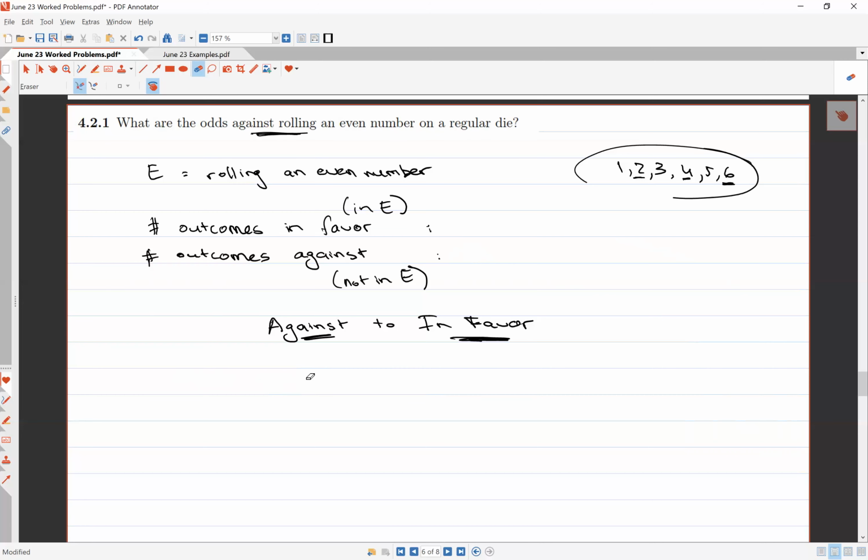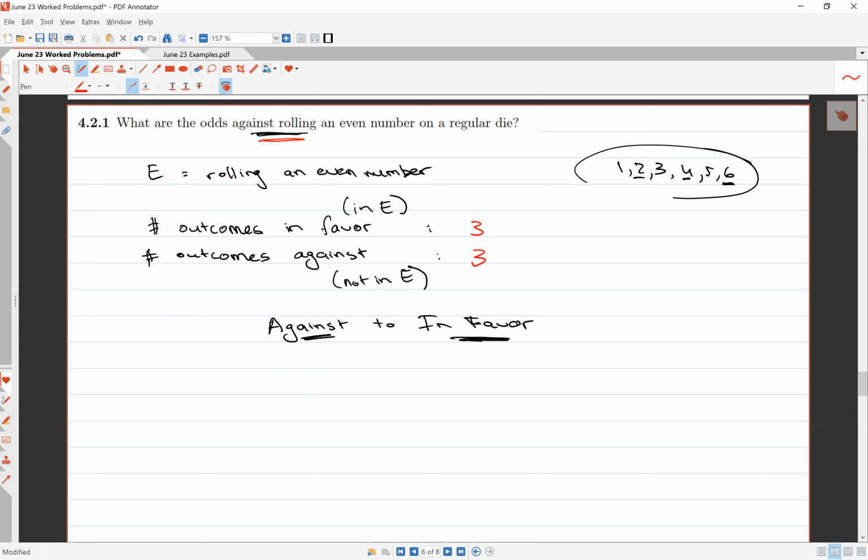So here, the event we're interested in is rolling an even number. For this experiment, we can go and list all the possible outcomes, the numbers 1 through 6, and then we can go and count how many of the outcomes correspond to event E, those are the outcomes in favor of the event, and how many of the outcomes are not in E, those are the outcomes against the event. So we count the number in favor of and the number against. And there are 3 of the outcomes that are even numbers, 3 of the outcomes that are not even numbers.